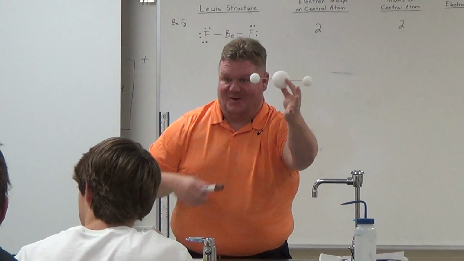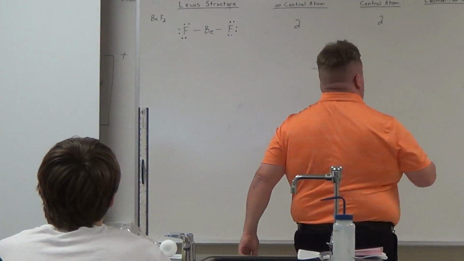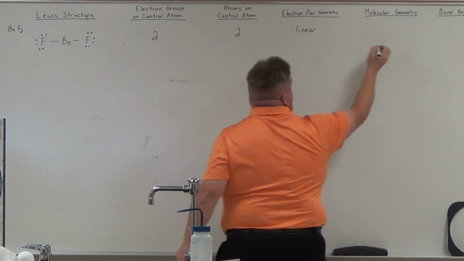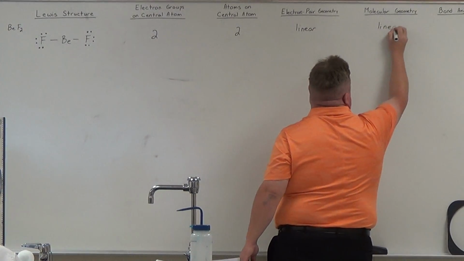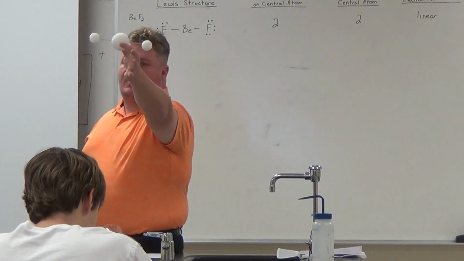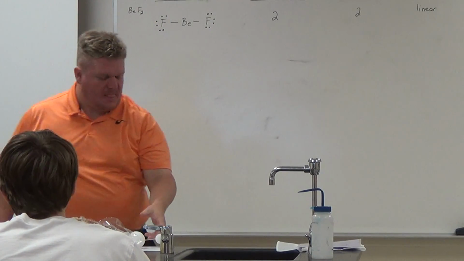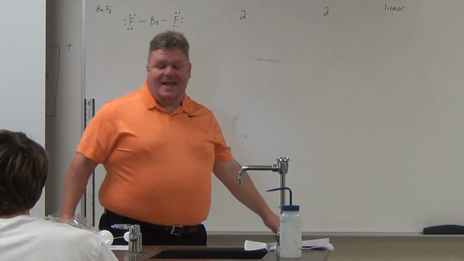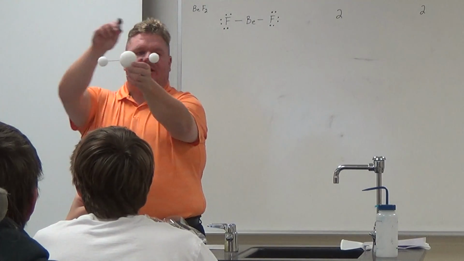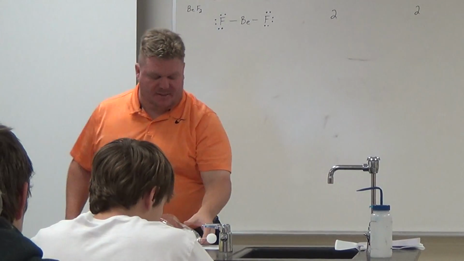Okay, it looks like a line, right? We call this linear. So the electron pair geometry is linear, as is the molecular geometry, because again, there are no lone pairs on our central atom here, so they'll be the same. We'll see examples in a bit when they are different. What is the bond angle going from one bond to the next? How many degrees do I have to go through to get that? 180 degrees. That is the bond angle.